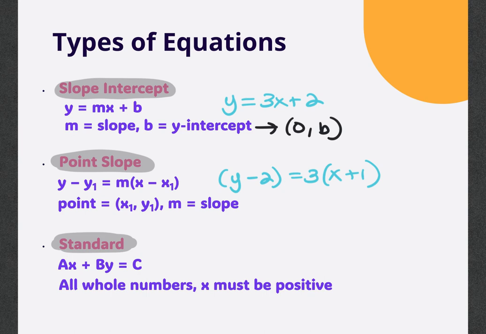Standard form means the x and y are on the same side, the constant on the other. It means that they're all whole numbers, so no fractions, no decimals. And the x must be positive. The y can be negative, the constant can be negative, but the x must be positive.